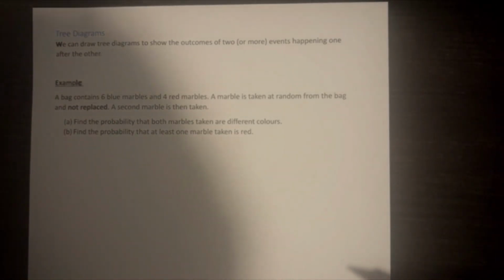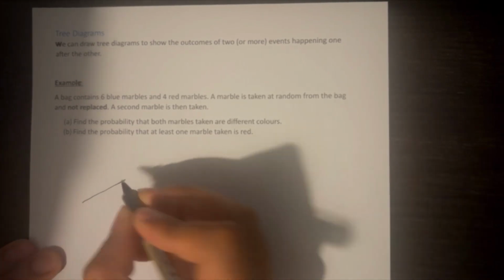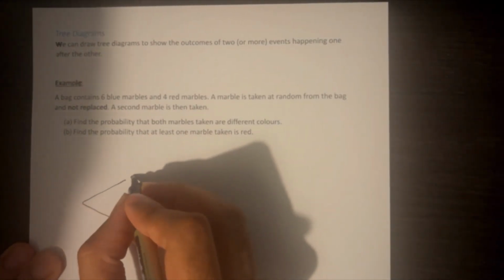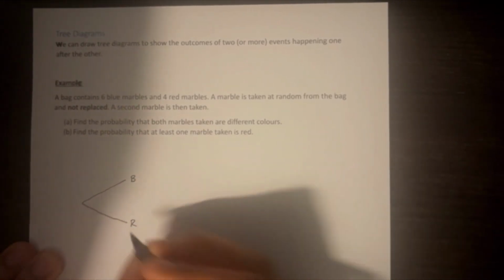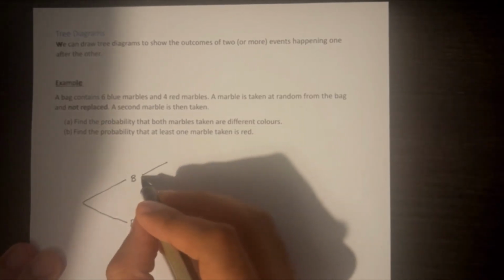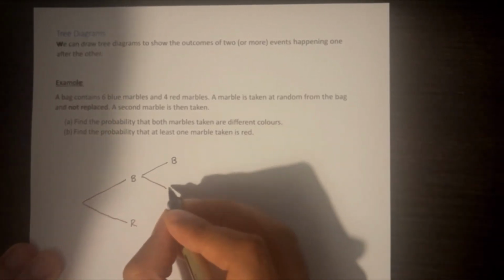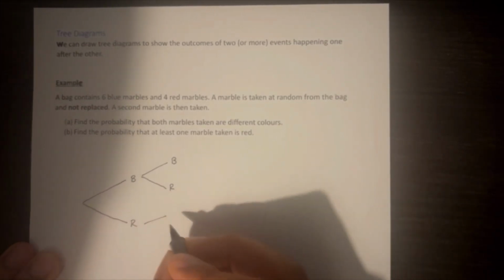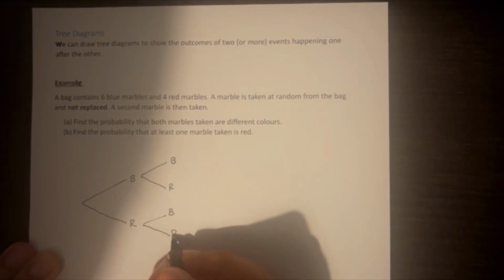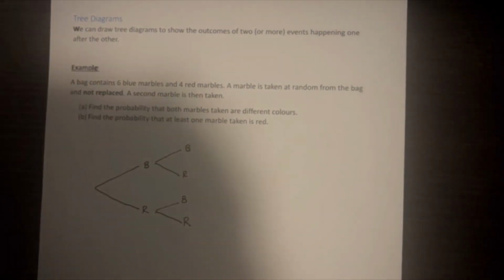So we're going to start off just with our tree diagram. We're going to consider the first marble taken can be either blue or red. It is not being replaced, but then the second one taken again can either be blue or red. So blue and red. So we've got the basic outline of our tree diagram.